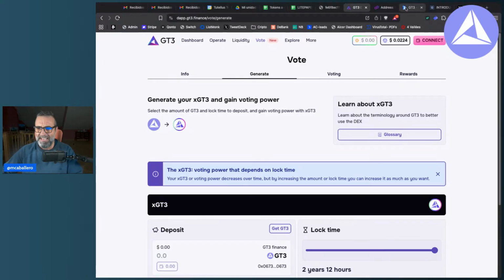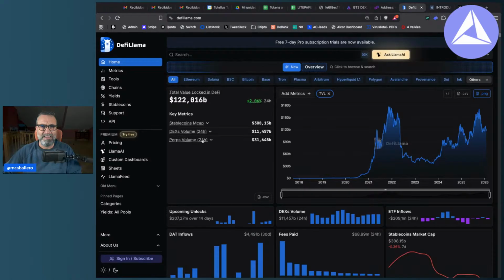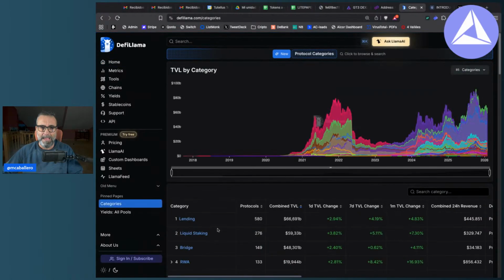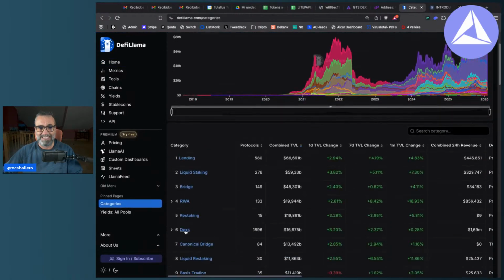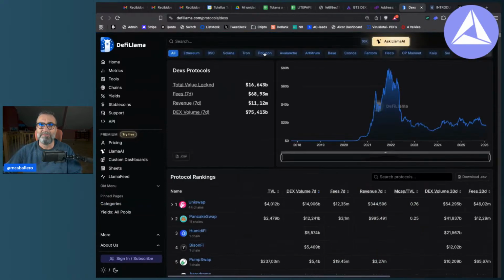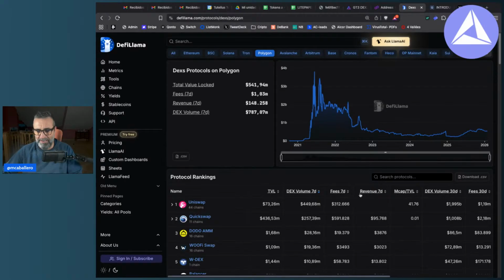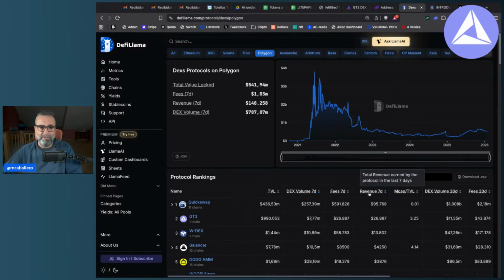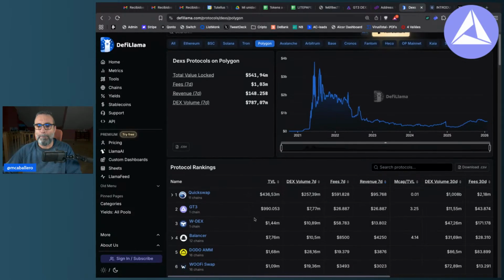Okay, guys, there's something I want to show you before starting questions, and it's in DeFi Llama. If you click on DeFi Llama and go here, I'm going to click on categories, scroll until DEXs, and click on Polygon, right? And if I order the columns by maximum revenue in 7 days, you can notice here that GT3 is the second biggest DEX in Polygon today in generating revenues in the last 7 days.